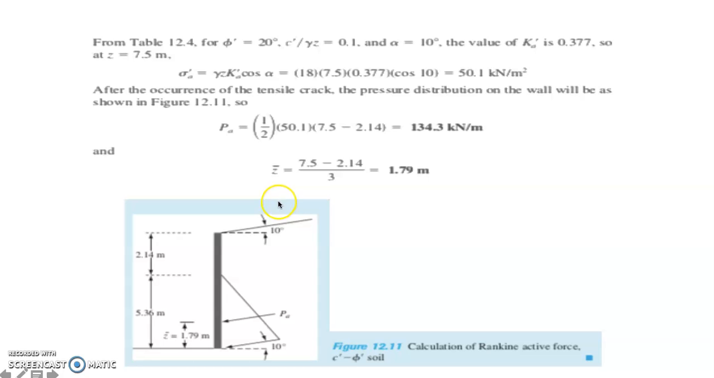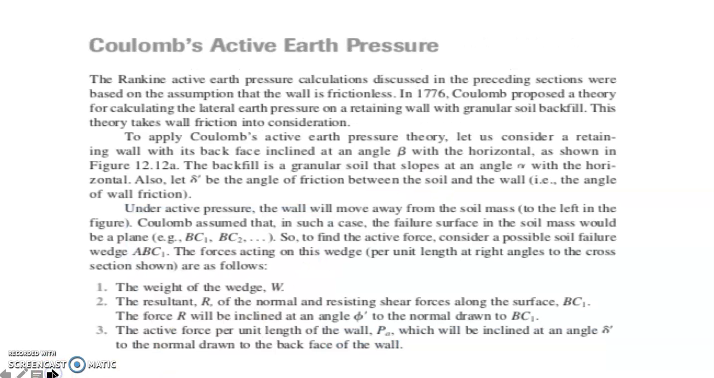Therefore, we can now compute the location of our total force, which is equivalent to 1/3 of 7.5 minus 2.14. So it gives us 1.79 meters. So that is for our example number 2. So that was the discussion.